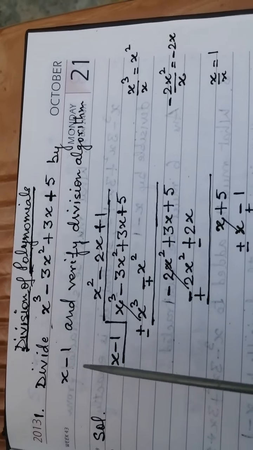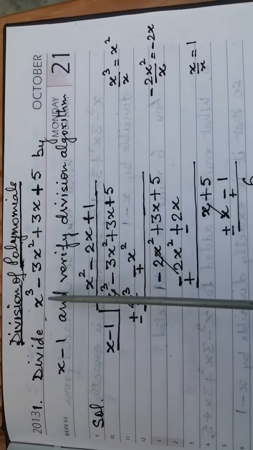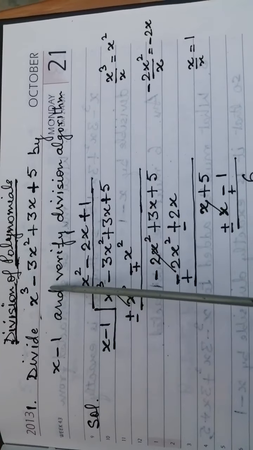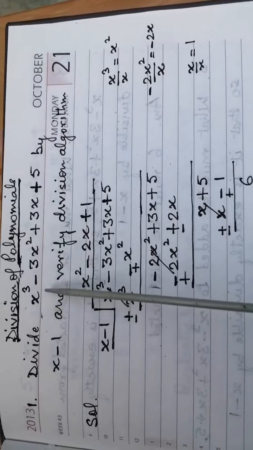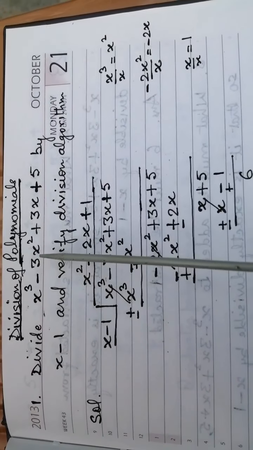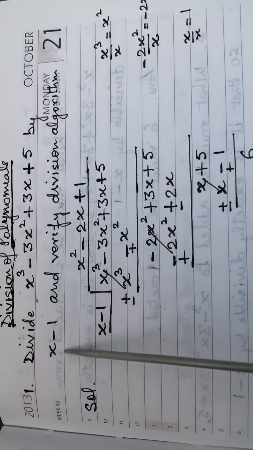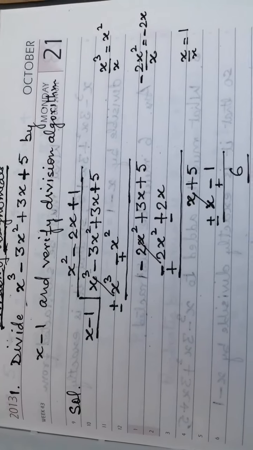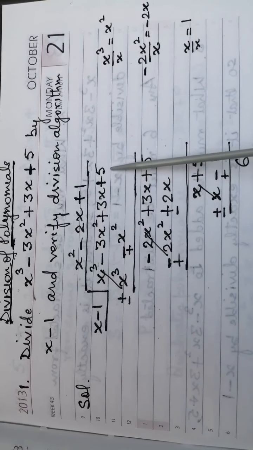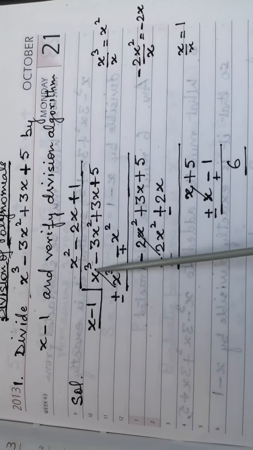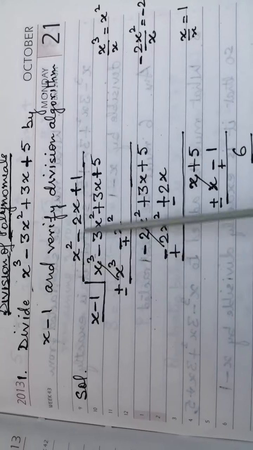divisor, make sure the polynomials are in standard form. What is standard form? When highest power of x comes first and then in the descending order we are arranging the power. So here if you see the powers are already arranged in descending order, so this is already in standard form and this as well. So naturally this will be the dividend x cube minus 3x square plus 3x plus 5 and divisor is x minus 1.